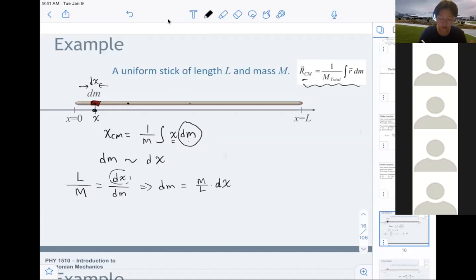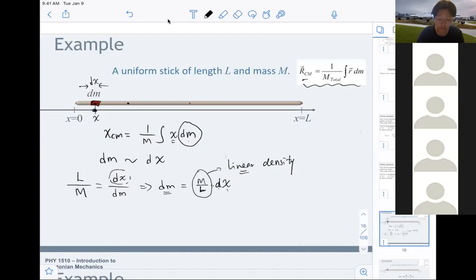Or you can define M over L as the line density, or linear density, of your pen. What is density? Density is mass over volume for any object. But right now your object is only one dimension, so instead of dividing by volume, you divide by length. So it's just a linear density. That density times dx, the length, gives you the mass. That is the one tricky part in this entire calculation.